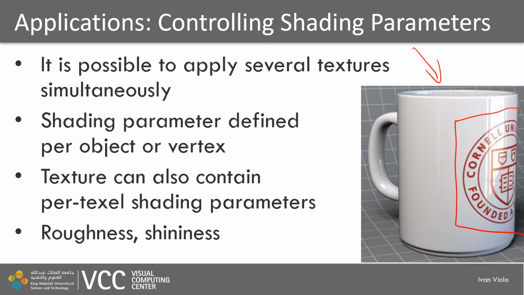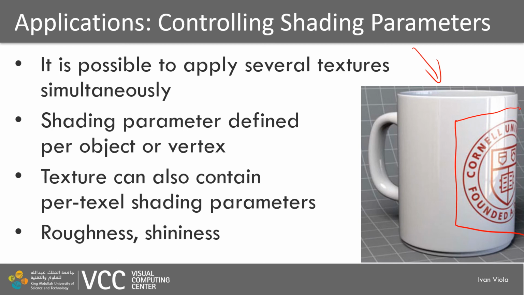material properties. So if you think of a mug with a logo printed on it, you can imagine that the mug itself is very shiny and specular and glossy. However, the logo is more of a matte type. The print is not so shiny.